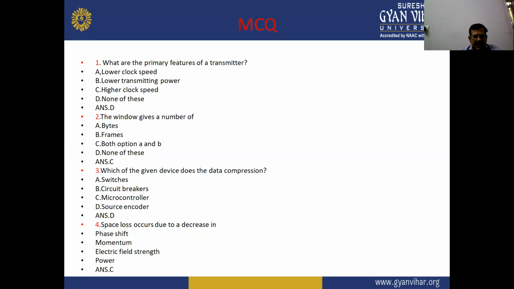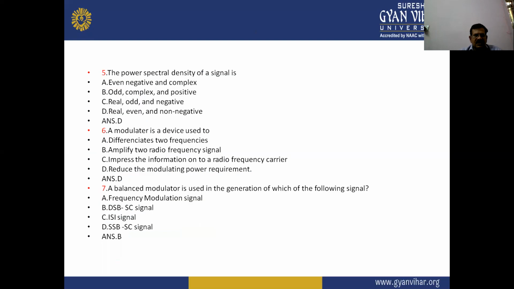Question number 4: space loss occurs due to a decrease in phase shift; second option, momentum; third, electric field strength; and fourth, power. So the correct answer is electric field strength. Question number 5: the power spectral density of a signal is option A, even, negative and complex; option B, odd, complex and positive; option C, real, odd and negative; option D, real, even and non-negative. So option D is the correct answer.